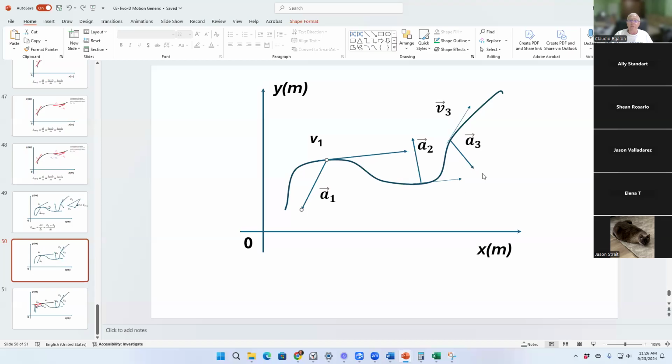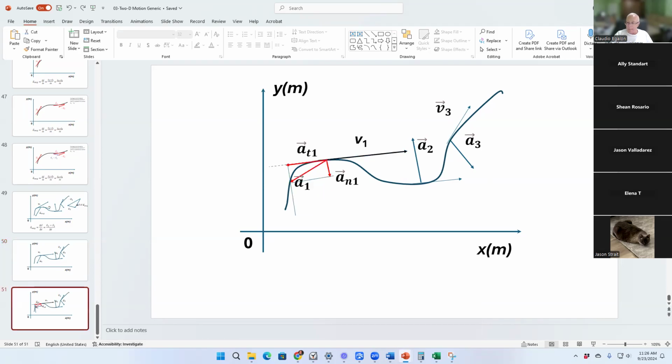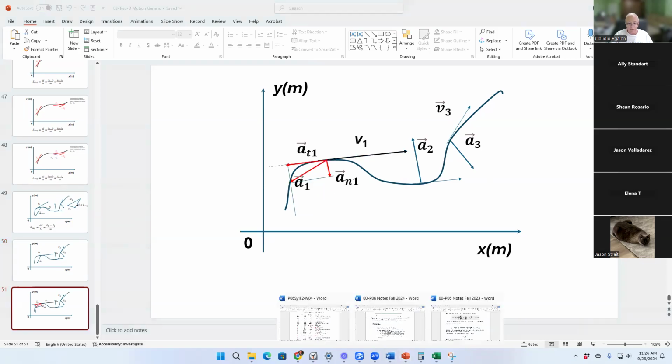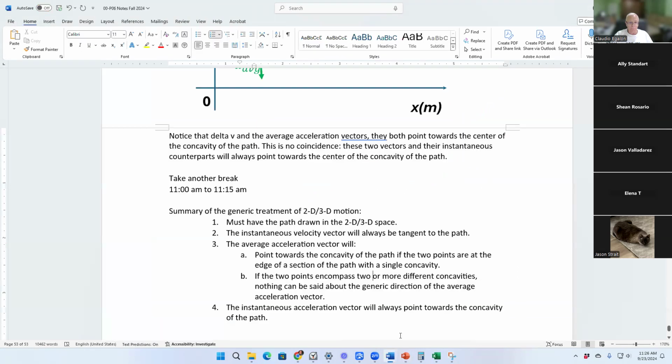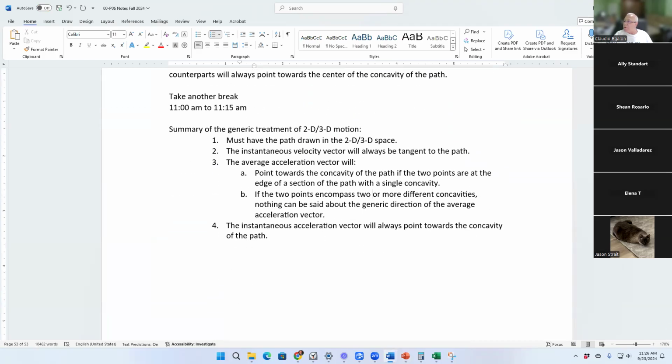This A3 is a good indication of the direction of the instantaneous acceleration vector. That's what I meant right now, right in here. Okay. Any questions? Don't forget that this part here, chapter 3, will not show up in the exam.